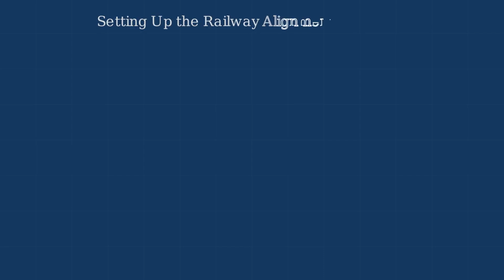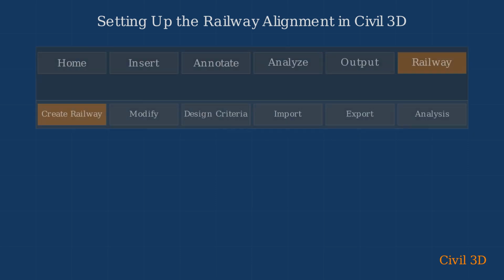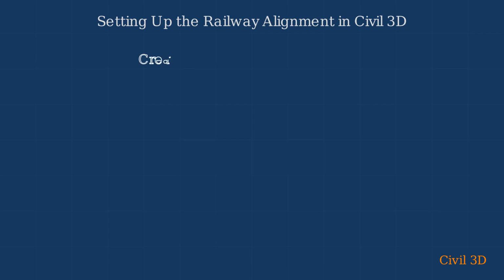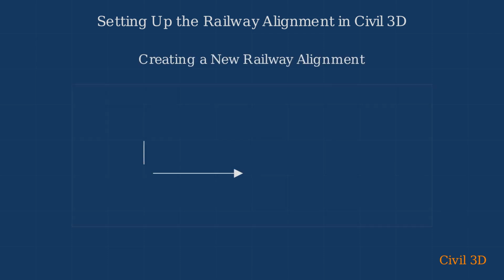Civil 3D offers powerful tools for railway design that streamline the creation and modification of rail alignments. To access railway tools, navigate to the Railway tab in Civil 3D's ribbon interface. This specialized tab contains all the functions needed for railway design. To create a new railway alignment, select Create Railway from the Railway tab.